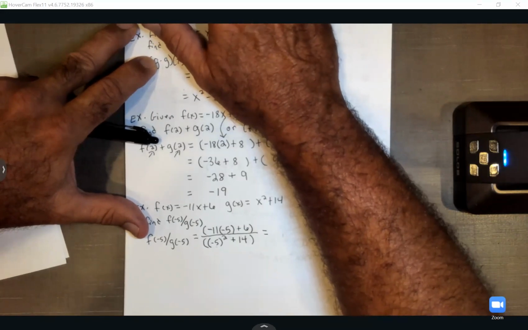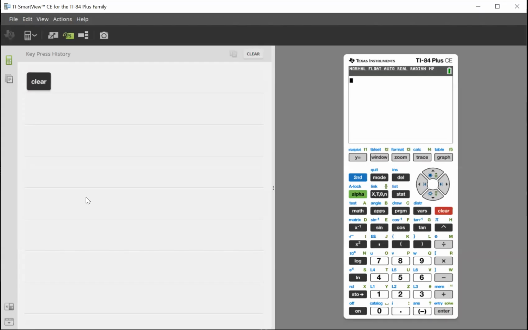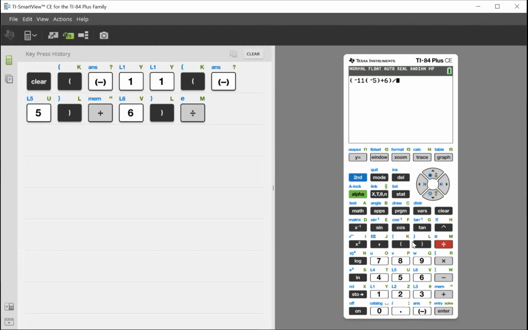All right, y'all, let me share my screen through the calculator. If I was going to put this in, first thing I would hit would be my parentheses for my numerator. Then I would come down and get the negative key, put in my 11, and use parentheses to multiply that -11 times the -5. Then plus a 6. So that was my numerator. Now I'm going to close parentheses on the numerator, hit the division key, and open up parentheses for my denominator.